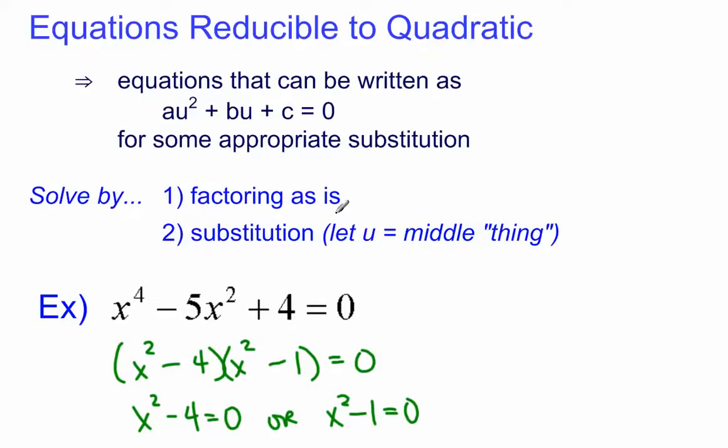I like to do factoring as it is, if I can. If it's too messy looking, the original exponents are kind of fractions or weird things, then I'm going to go ahead and use the substitution, letting u be whatever the middle variable part is. All right, and we'll see that in the next example.